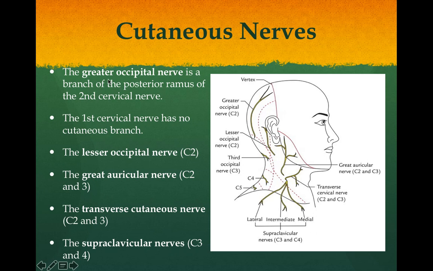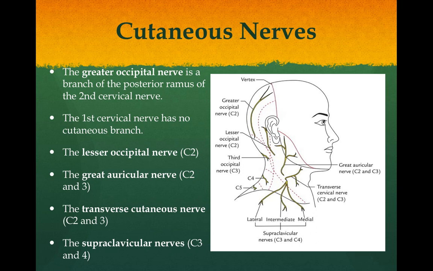First, we have the greater occipital nerve, which is a branch of the posterior ramus of the second cervical nerve. I want to remind you of the difference between the cranial and the spinal nerves, as we discussed in the lectures of the first stage. We have 31 pairs of spinal nerves that emerge from the spinal cord. In contrast, we have cranial nerves, 12 pairs, that emerge from the brain directly.